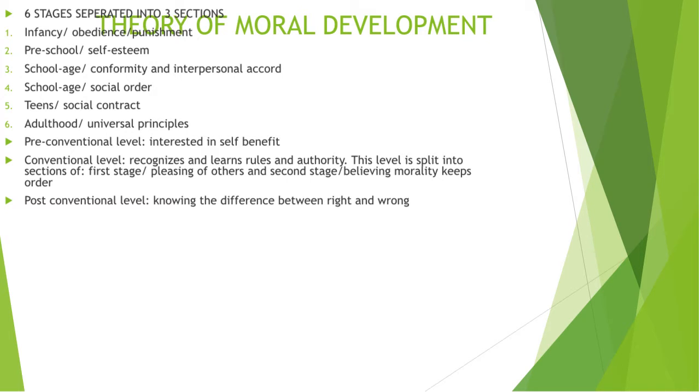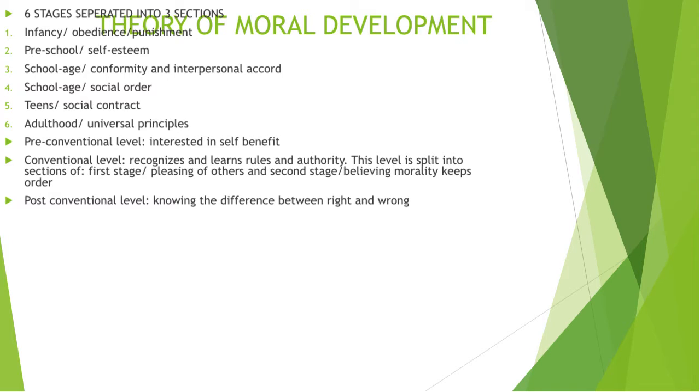Stage 1 is punishment or obedience. This is learning through punishment not to do something wrong. For example, following the law to avoid going to jail. Stage 2 is instrumental relative orientation. This is judging the act and deciding if it's moral. For instance, a child may say stealing for the sake of survival is moral.